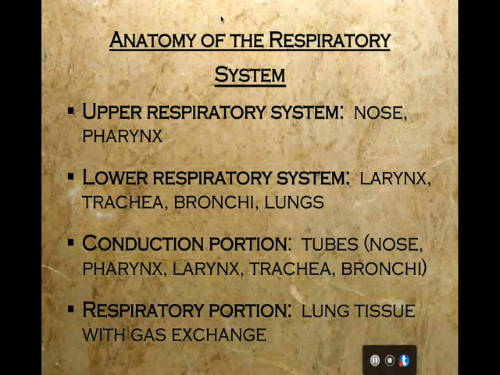The upper respiratory system is composed of the nose and the pharynx. The lower respiratory system is composed of the larynx, trachea, bronchi, and lungs. You will often hear these used to distinguish between upper and lower respiratory infections.